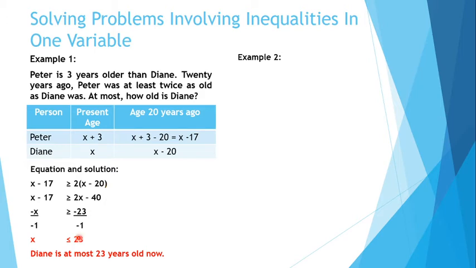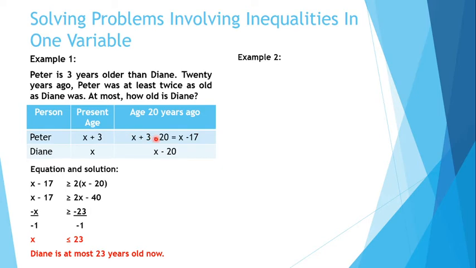Now class, if you're going to check this one, please check it on your own. You substitute 23 or any number that is less than 23, and then you will get the answer. So class, let us substitute it right now. Since x is 23, this means that in the present, the age of Dayan is 23. So 23 plus 3, the age of Peter now is 26.